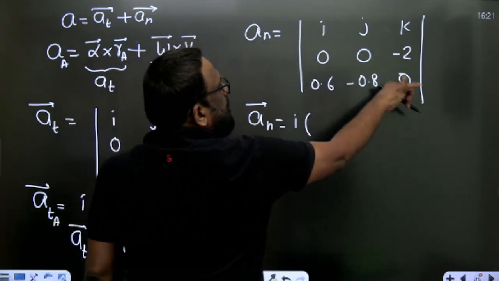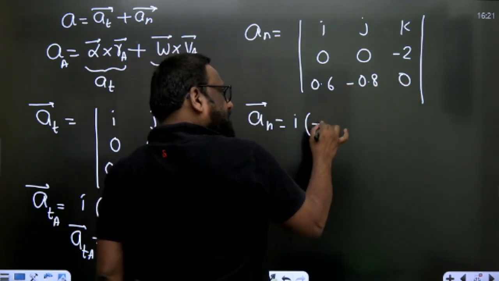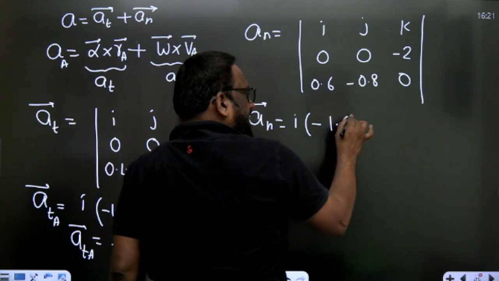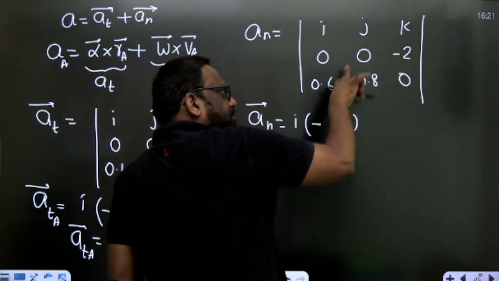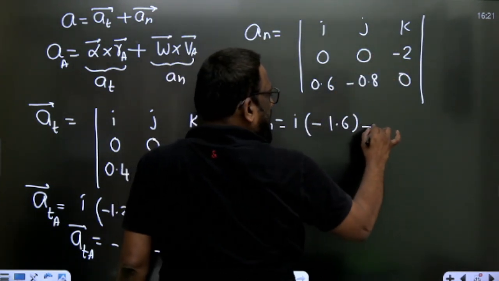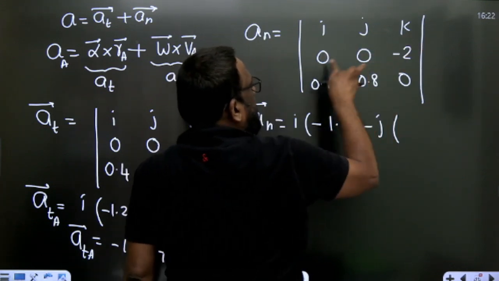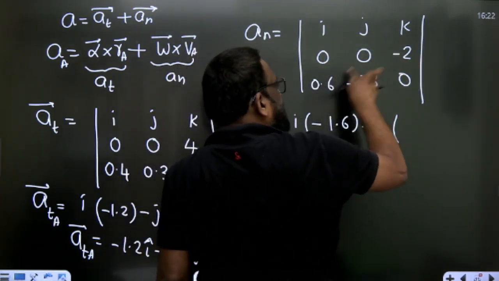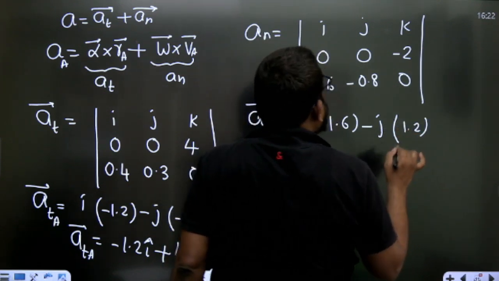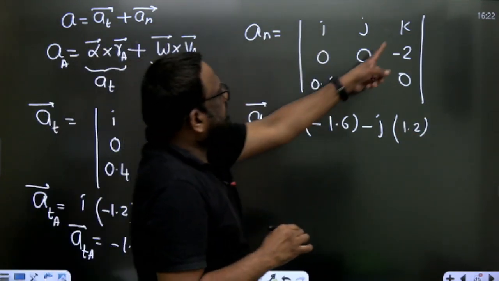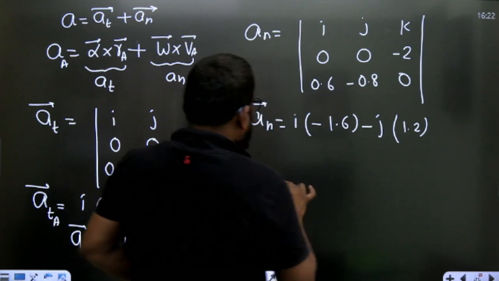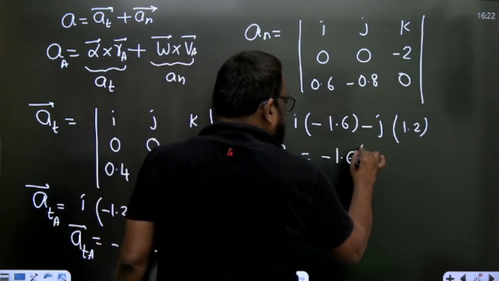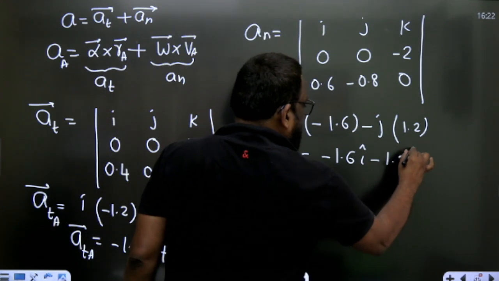I into 0, minus of minus, this will be plus. 8 into 2 is 16, so 1.6. I repeat, 0 minus 0, minus of minus plus, minus j into... you know vectors, sir. 0 minus of minus is plus, this will be plus. 6 into 2 is 12, and plus k into 0, 0. Okay, so I get the normal acceleration as minus 1.6 i cap minus 1.2 j cap.